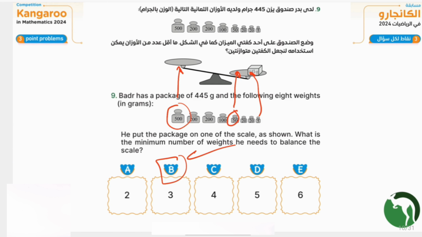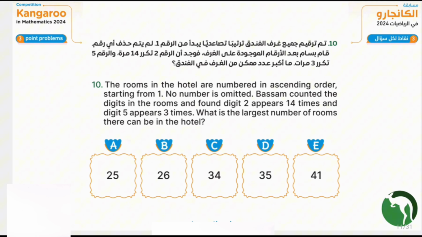Now in question number 10, the rooms in the hotel are numbered in ascending order starting from 1. No number is omitted, but Sam counted the digits in the rooms and found digit 2 appears 14 times and digit 5 appears 3 times. What is the largest number of rooms there can be in the hotel?